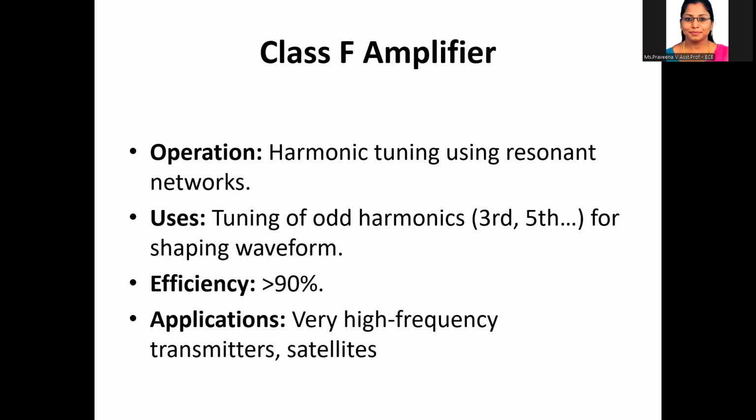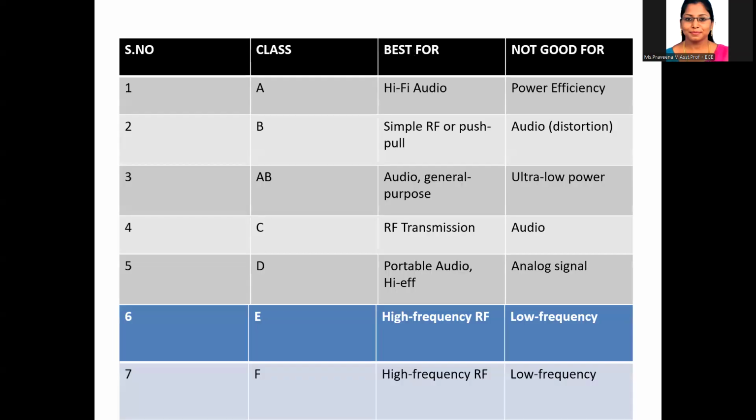And applications are very high frequency RF transmitters, satellite communication systems, wireless communication systems, etc. And this is the main difference between the different types of power amplifier, that is class A, B, AB, C, D, E, and F.